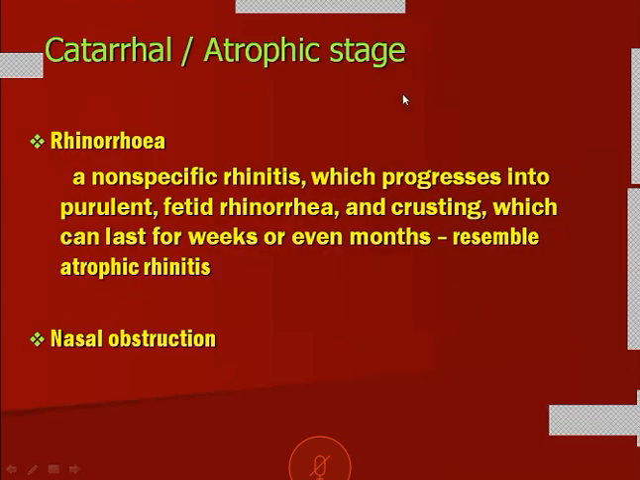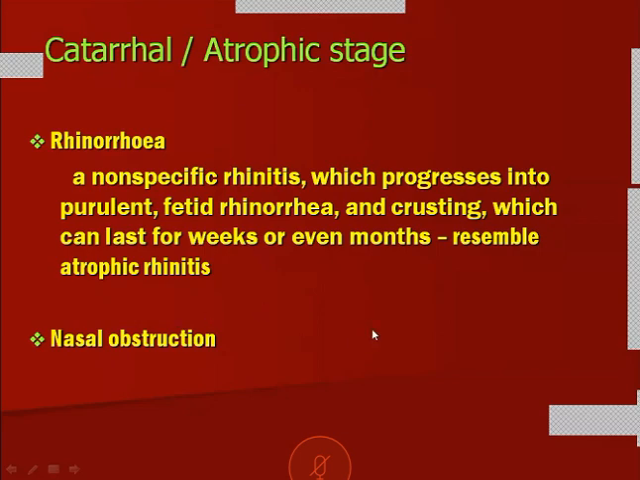In the catarrhal or atrophic stage, the patient will have rhinorrhea, a non-specific rhinitis which progresses into purulent fetid rhinorrhea with crusting, which can last for weeks or even months. It resembles just atrophic rhinitis. If you don't treat at this stage, it will go into the next stage, the granulomatous stage.